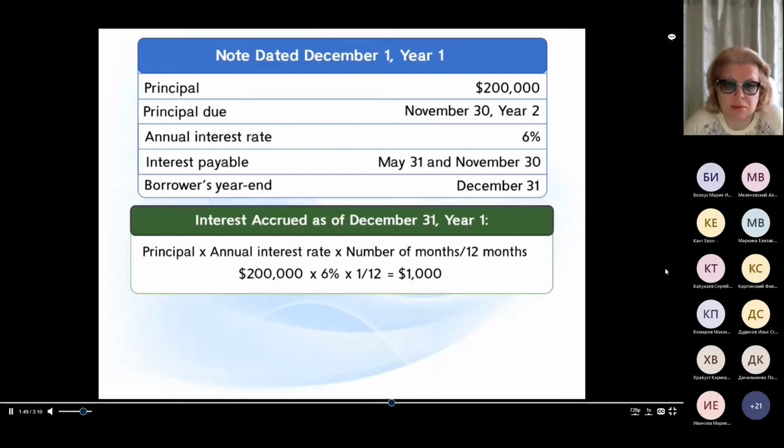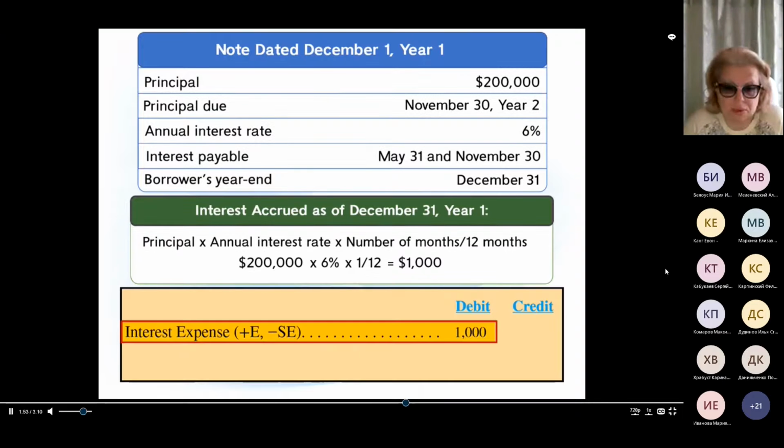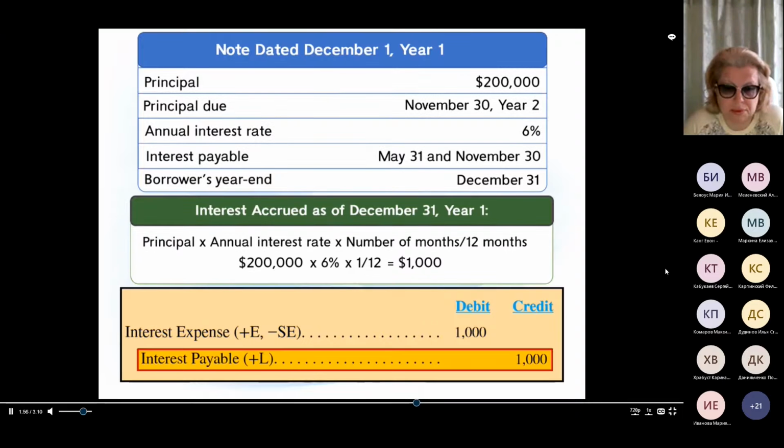The entry to record interest expense and interest payable for that 1 month includes a debit to interest expense and a credit to interest payable for $1,000.